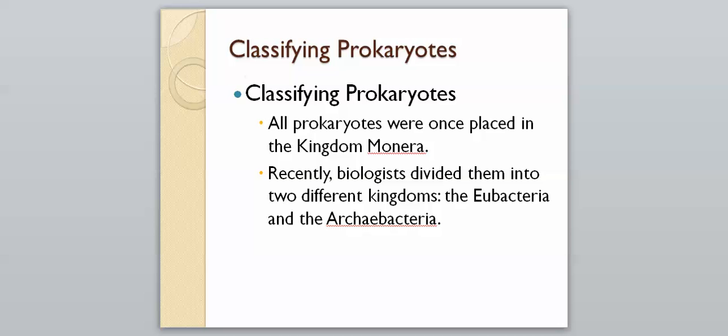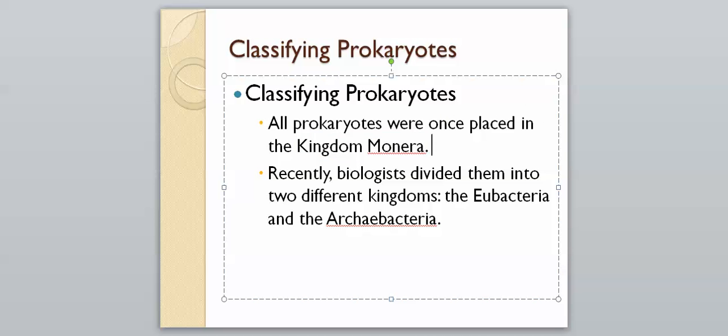Another thing we need to know about prokaryotes is how they were once classified or grouped together. Way back in the day when we first discovered prokaryotes, they were placed into the kingdom Monera. We haven't really gone over the levels of classification yet, but what this means is that way back when, all bacteria used to just be placed in one group. At one point in time, all bacteria were in a group known as Monera. However, today, biologists have divided them into two different kingdoms, or two different groups, known as the Eubacteria and the Archaea bacteria. So those are our two groups, Eubacteria and Archaea bacteria.